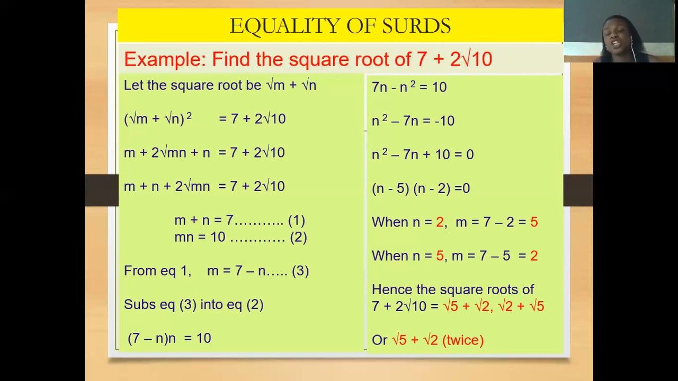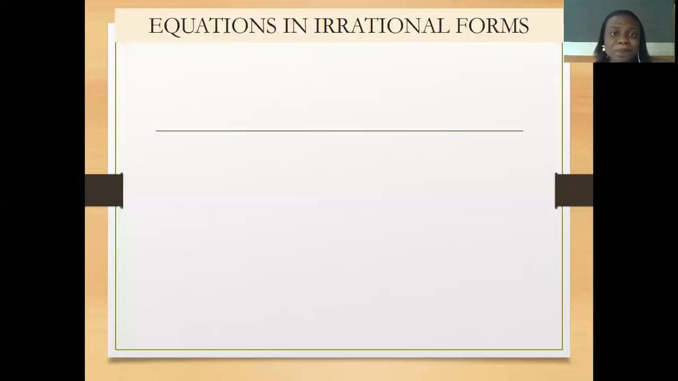Okay, so remember we talked about conjugate surds, which are surds that, when you multiply them together, give you rational numbers. Then we talked about rationalizing the denominator, and the two cases where you can be asked to rationalize the denominator and to simplify. Then we talked about equality of surds and its application to finding the square roots of a surdic expression. So let's move to the last thing we're going to look at, which is equations in irrational forms.